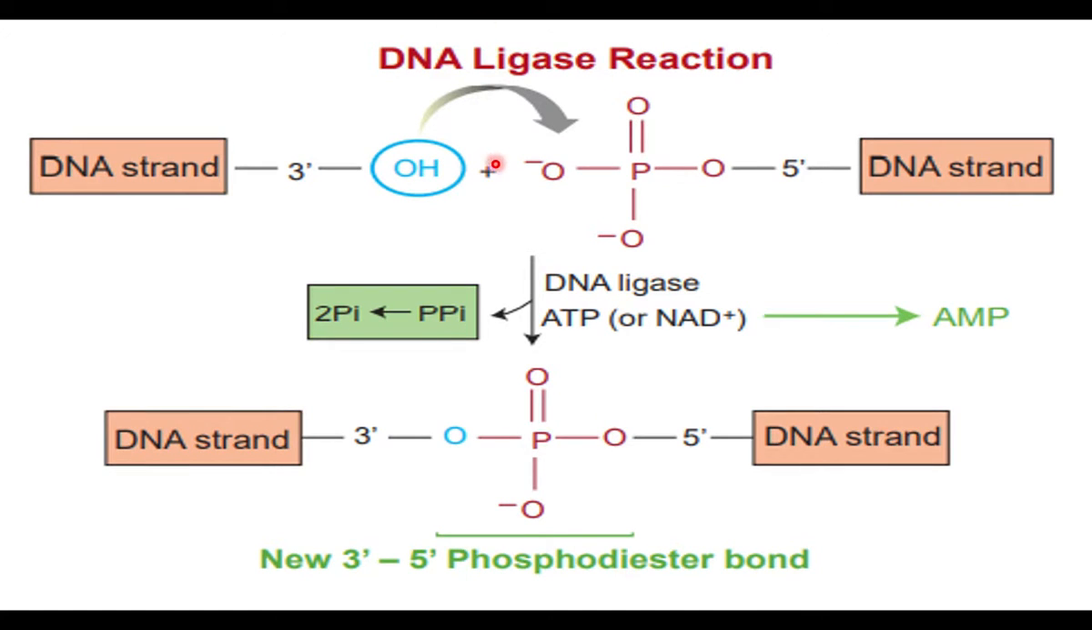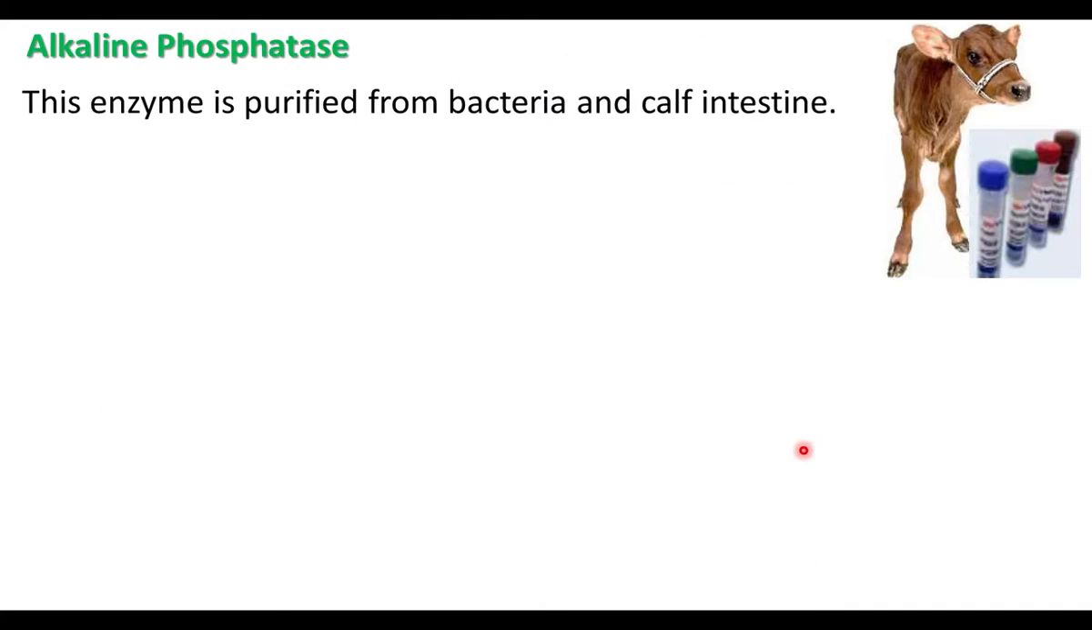DNA ligase. This is one DNA strand and this is another DNA strand. The DNA ligase causes fusion. It forms the phosphodiester bond by the removal of water. Here the phosphodiester bond is formed in the presence of ATP. This is the phosphodiester bond that causes joining of this DNA with another DNA.